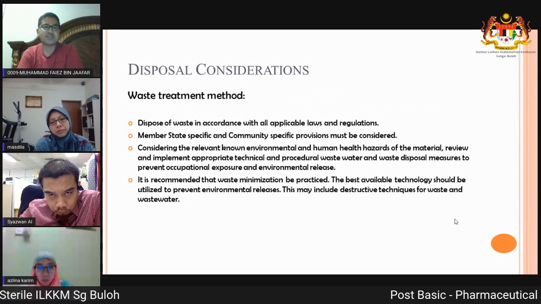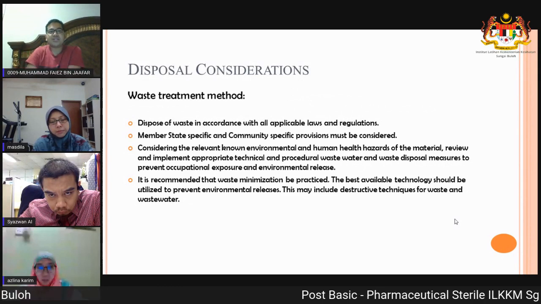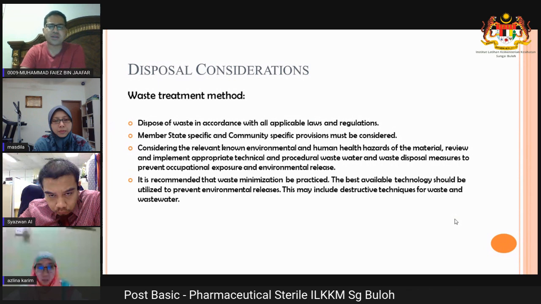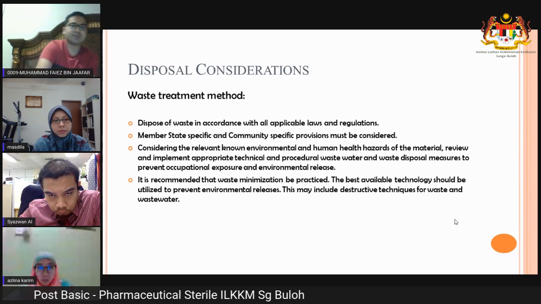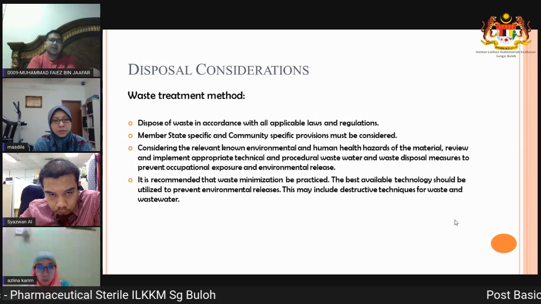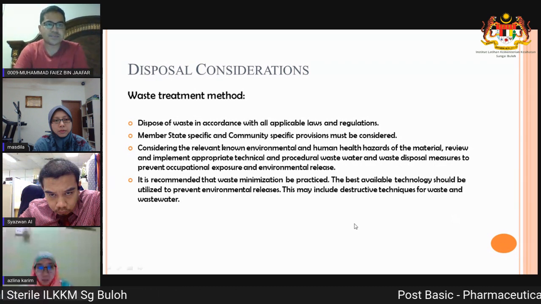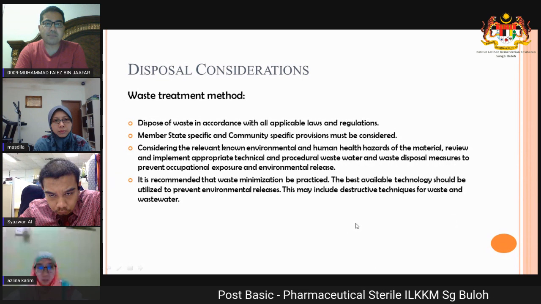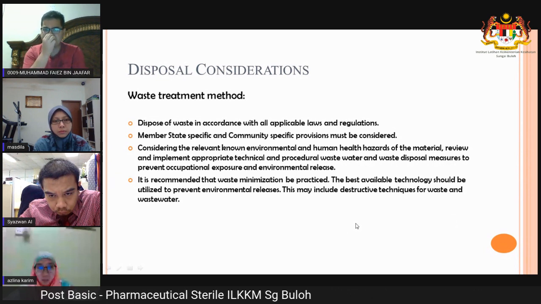Okay, ni adalah dia punya disposal consideration, waste treatment method. Yang ni pun sama juga, mana-mana ubat cytotoxic biasanya sama je macam mana kita nak dispose. Dispose of waste is according with all applicable law and regulation, depends on the national regulation.